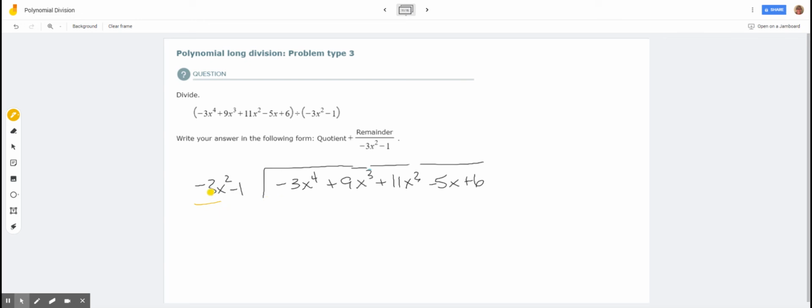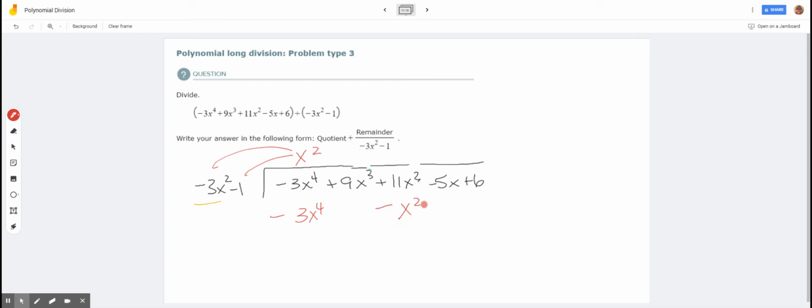Okay, looking at the first term. Negative 3 times 1 would be negative 3, right? X squared times x squared is going to get us to negative 3x to the 4th. So negative 3x to the 4th divided by negative 3x squared is x squared. Multiply, and you get negative 3x to the 4th minus x squared. And then you're like, oh, look, these don't match. That's okay. Don't make them match. Put it where it belongs.